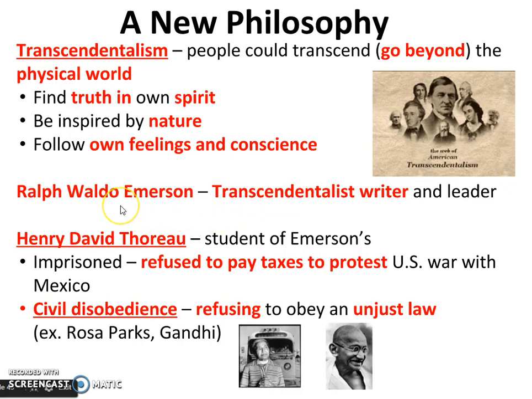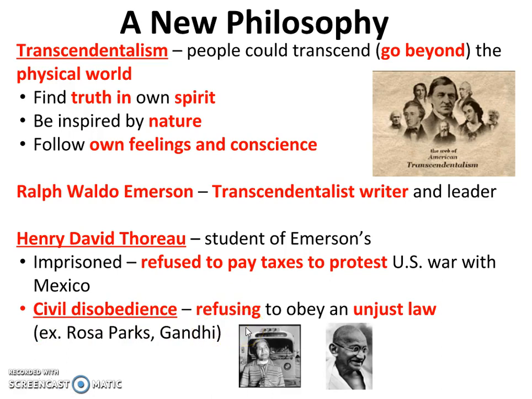Now, I mentioned civil disobedience. Thoreau disagreed with the U.S. involvement with the Mexican War, which we'll talk about in our next unit here. And as a result, he refused to pay his taxes to the government as protest to this war, and he was put in jail for that. So this is an example of civil disobedience, a term we want to learn here. And that means to refuse to obey an unjust law.